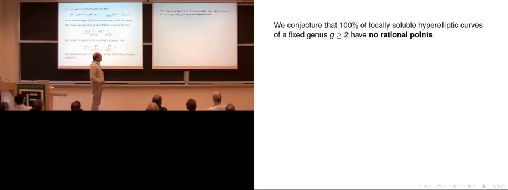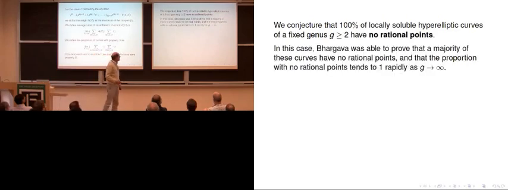Okay. We can't prove that, but one of Manjul's most striking theorems is that he can prove that a majority of such curves have no rational points, by which we mean that the lim inf of that sequence is greater than 1/2, and that proportion with no rational points tends to 1 very rapidly as g tends to infinity, which means that the lim inf gets closer and closer to 1. So, for example, for genus at least 10, over 99% of hyperelliptic curves have no rational points. So this is quite surprising because when you do a lot of constructions with curves, and I'll talk about that later in the talk.